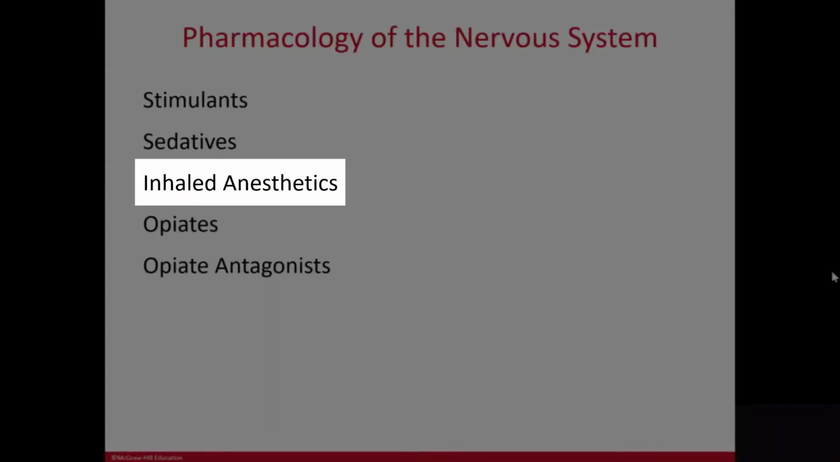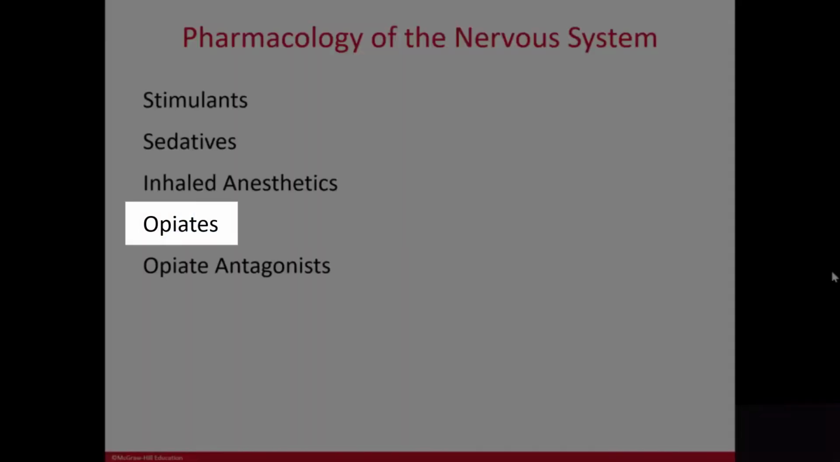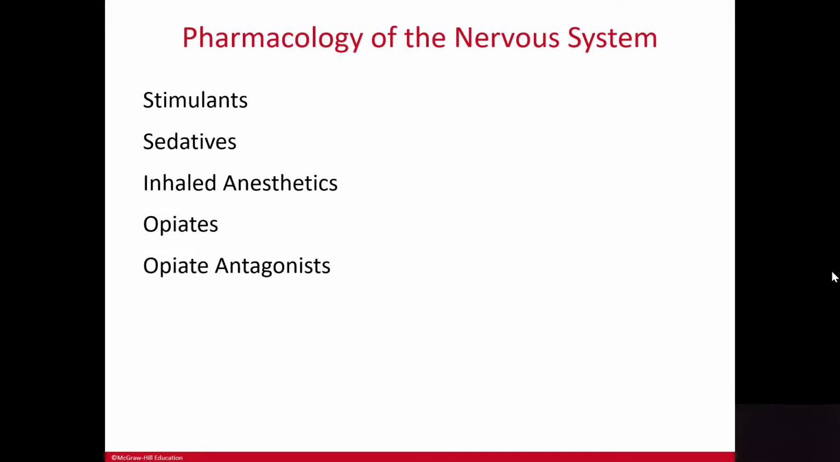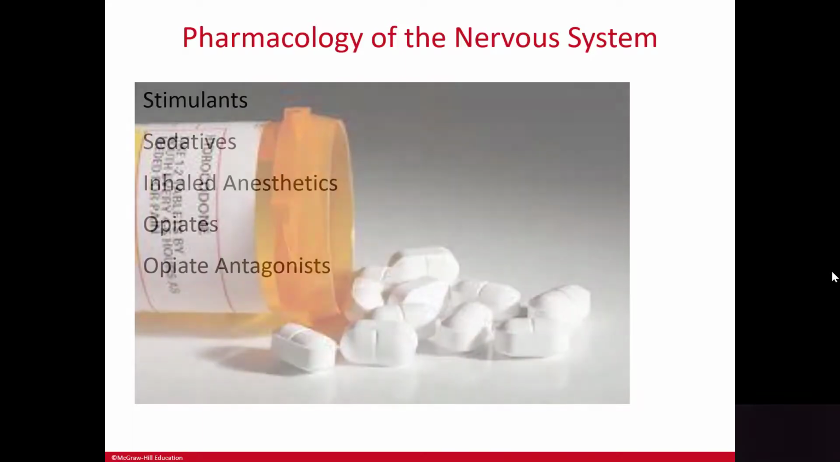Inhaled anesthetics are more powerful than sedatives, but act very similarly. Opiates depress sensory nerve pathways and are mainly prescribed to reduce pain, but can occasionally be given to control coughing as well. Opiates also act to depress nerve pathways that control breathing and intestinal mobility, so they have the side effect of depressed respirations and constipation.